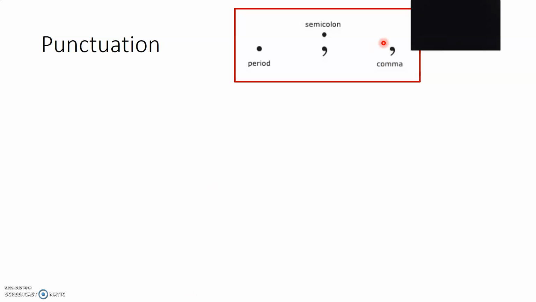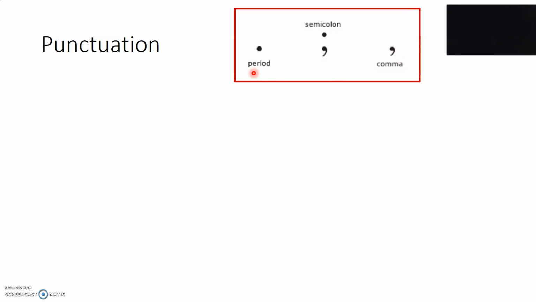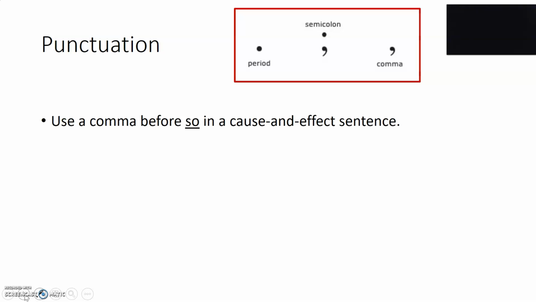Punctuation. At the top of the page here, I put a reminder that this is a period, this is a semicolon, and this is a comma. You will see these on this slide. Use a comma before so in a cause and effect sentence. I am not tired, so I can do more work.